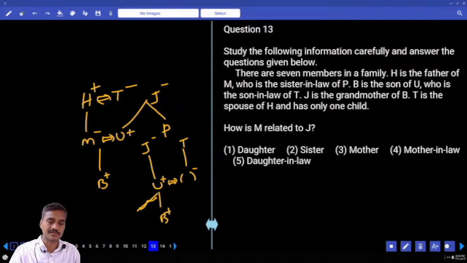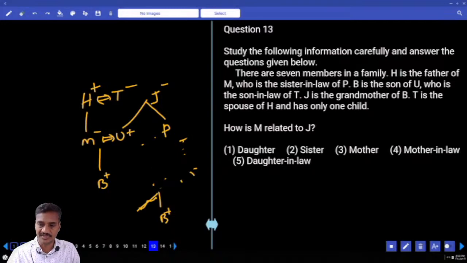How is M related to J? Now how is this M related to J? Tell me here. J's son's wife. Son's wife is daughter-in-law, choice by question number 13.